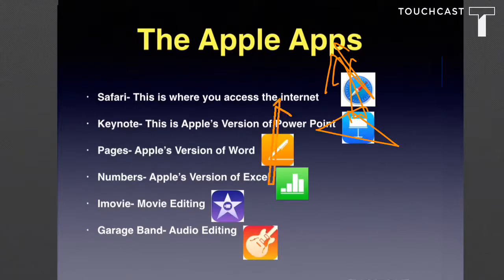And so this icon right here, that's Apple's version of Word, and it's called Pages. This one right here is Apple's version of Excel called Numbers. That one right there is Apple's version of movie editing. It's called iMovie. It's a great place to start for student projects if you don't know what to do. And then the last one down here is Apple's version of audio editing called GarageBand. And now GarageBand is a great app to do really simple stuff, but you can also do really complicated stuff on there, so it might be something to keep in mind with students.